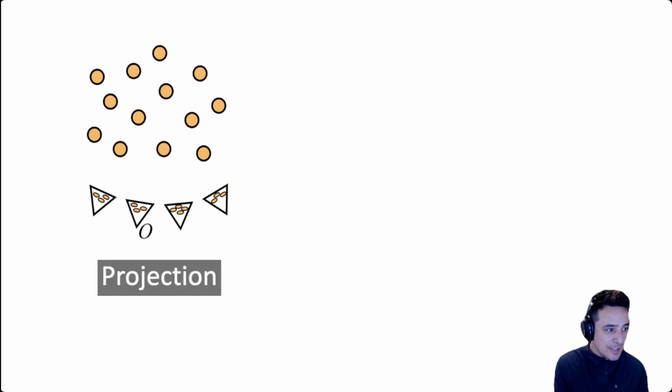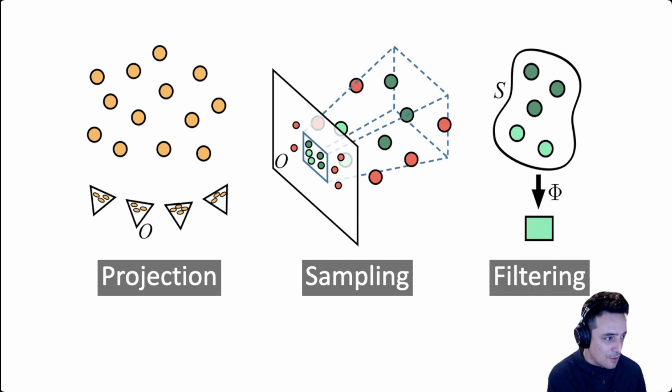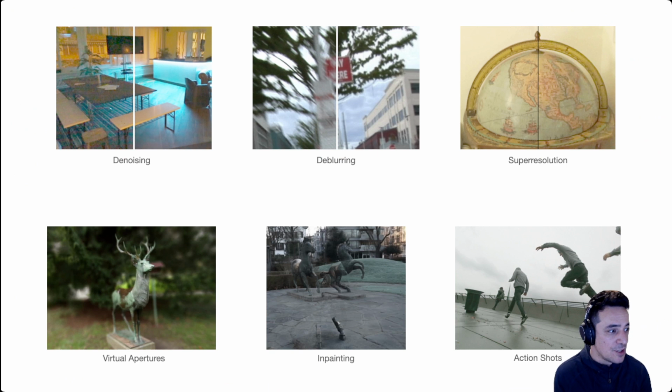Okay, so this method has 3 steps. The first is projection, where we take all the pixels and throw them in 3D. Next is sampling, where we figure out which of these samples we want to gather for the final step, which is the filtering, where we produce the output color, which is application specific. In this paper, we showed that we could do a bunch of different applications under this exact same framework by very slightly modifying the third filtering step. So we could do typical video processing, like denoising, deblurring, super resolution, but also some higher level enhancements like virtual apertures, inpainting and action shots, for example.